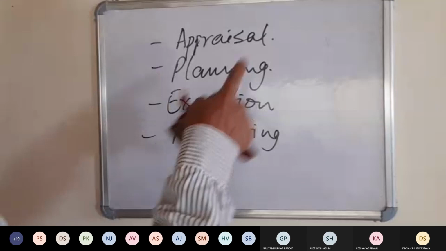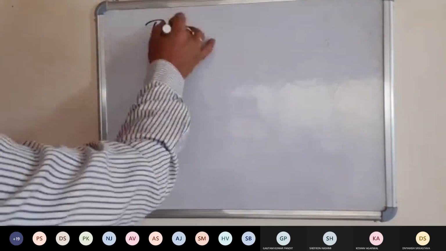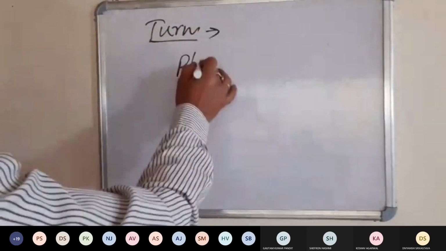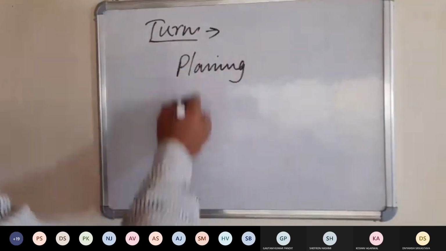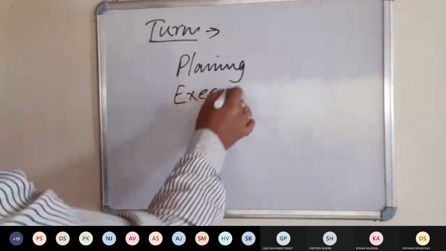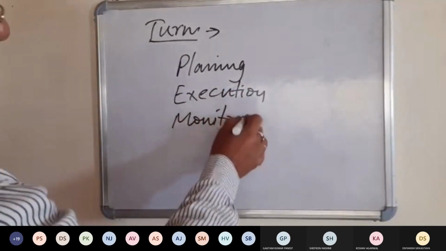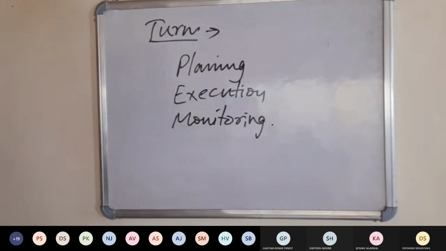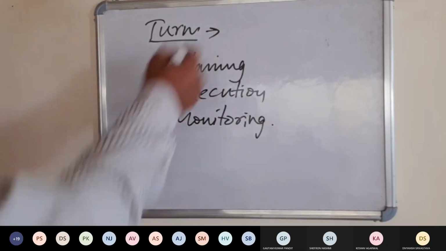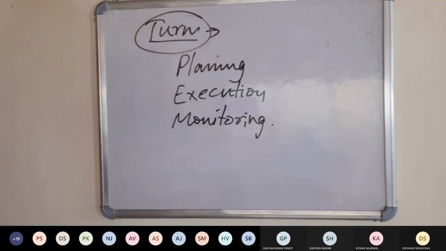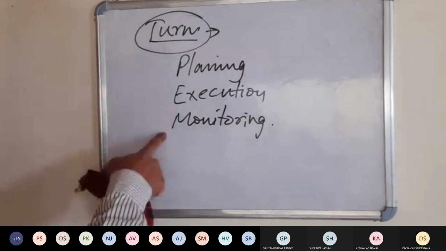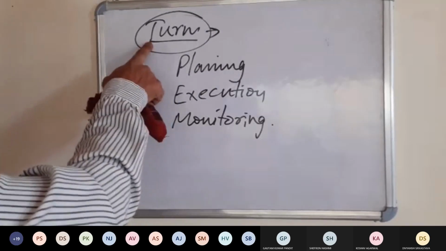But talking about the turn in specific, the turn also will have the following stages: planning, execution, and monitoring. These are the 3 stages of executing or getting to the turn. So first, the planning. We will talk about all the 3 points with respect to turning the vessel.